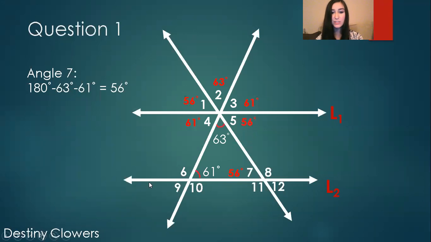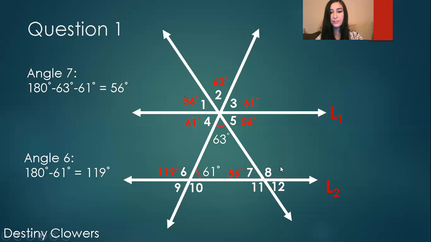Now let's go ahead and jump down to angle 6 down here. The angle on the right side of angle 6 with a value of 61 degrees is a supplementary angle with angle 6. Supplementary angles always have a sum of 180 degrees. So this means that angle 6 equals 180 degrees minus 61, and that equals 119 degrees.